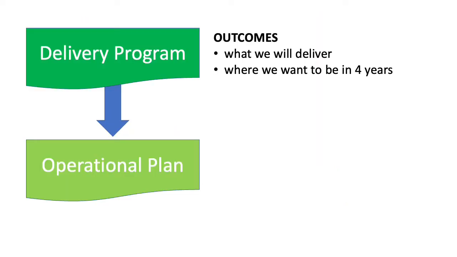So the DP is council's commitment to the community about what it will deliver over its term in office. Where do we want to be in 4 years' time, or 3 years next cycle? This is about outcomes. It can include measures like community satisfaction with a service, but I suggest that wherever possible, council needs to find more meaningful measures than that.